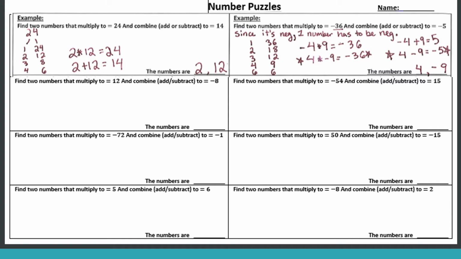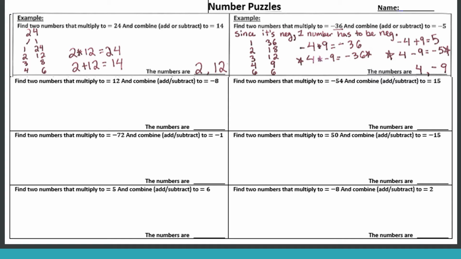When you get negatives in your numbers, it adds a little bit more of a thinking piece to it, because you have to know, are both of my numbers negative, or is one of them negative, is one of them positive, what's going on with my numbers. So here I want to multiply to get negative 36, but I want to add or subtract to get negative 5. So I'm going to list the factors of 36. I'm not going to worry about the negative yet. Okay, so 1 and 36, 2 and 18, 3 and 12, 4 and 9, and 6 and 6.